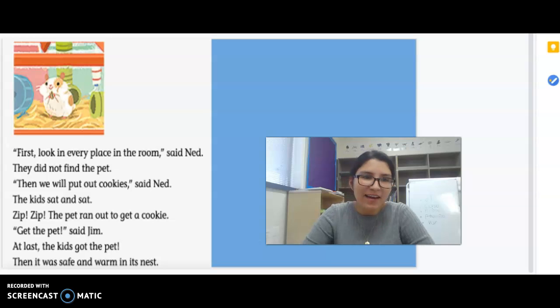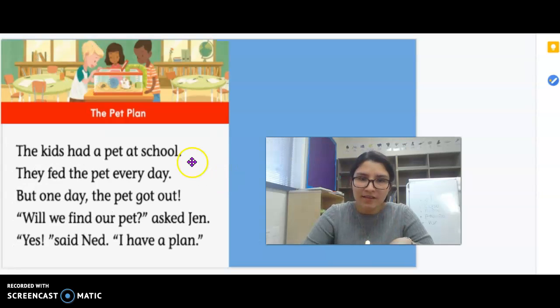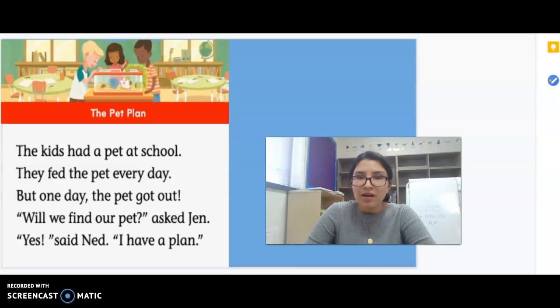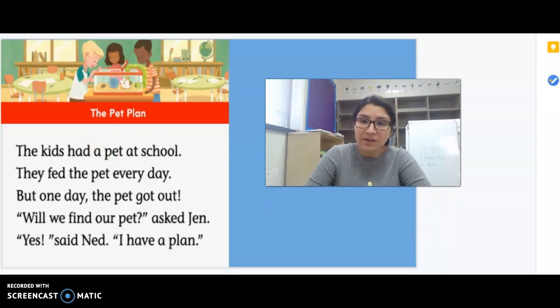All right, let's go ahead and talk about the characters in this story, The Pet Plan. So the characters were Jen, Ned, Jim, and then the pet. Were these kids actually behaving and acting like people do? Yes, they were. Was the pet behaving like a pet would? Yes, the pet was behaving like an animal would. So the characters and the setting are good examples of realistic fiction. Everything that has happened to the characters and the pet could actually happen, right?